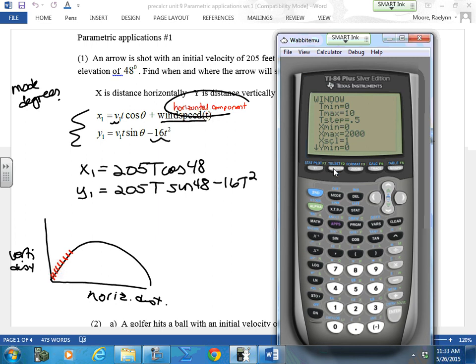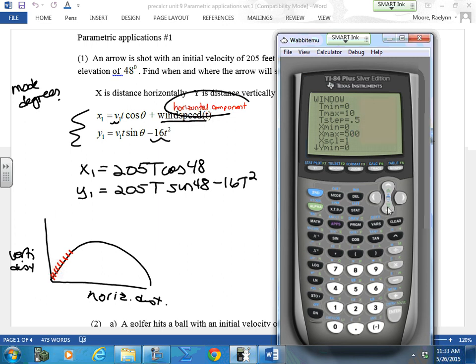Your t-step, this is your time. So an arrow to hit the ground probably does not take very long. So I estimated 10 seconds. So my time is going from 0 to 10. T-step 0.5. Your x max. How many feet away from you do you think your arrow would land? Don't use mine. I'm not really sure, so I'm going to put 500 in. I really don't know what it takes to hit an arrow.